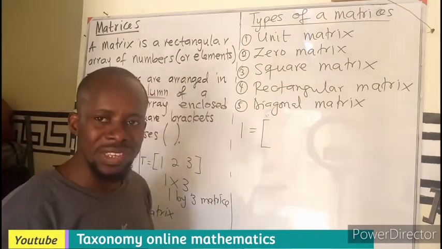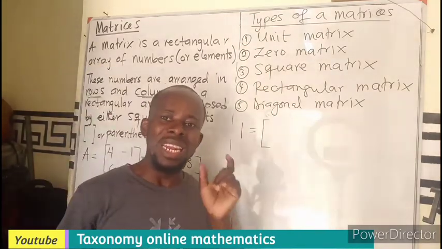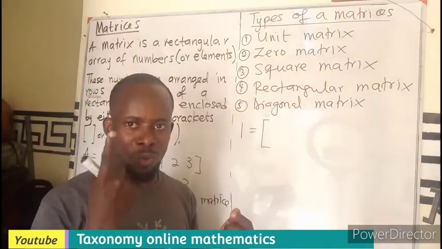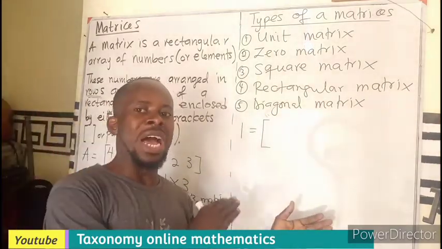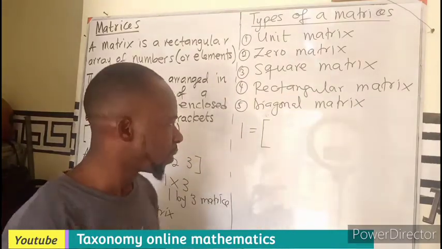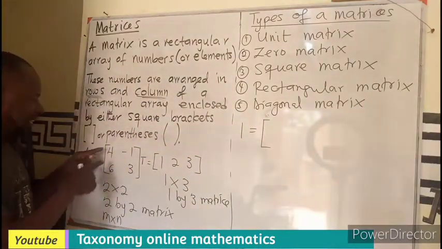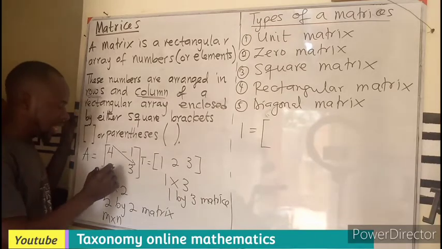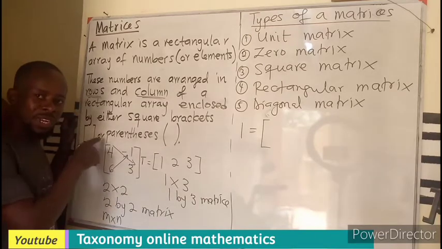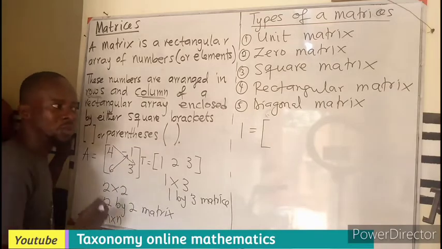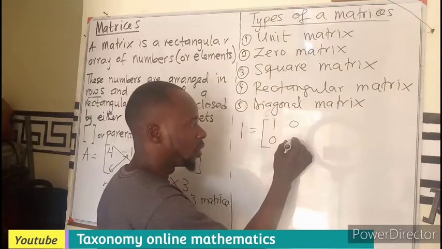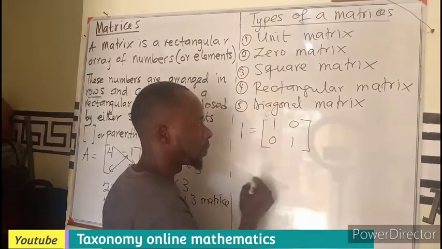A unit matrix is a matrix that has the leading diagonal all being ones. That is 1, 1, 1, 1, 1. And all other entries being what? 0. Leading diagonal simply means the movement this way; this is the leading diagonal, and this is the other diagonal. So the leading diagonal being 1, and all other entries become what? 0.